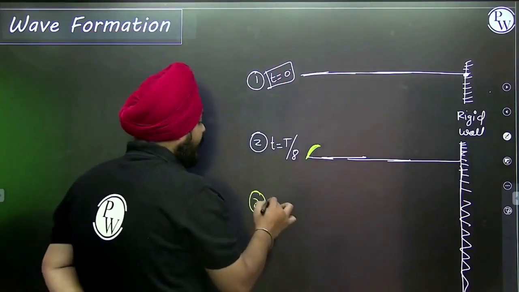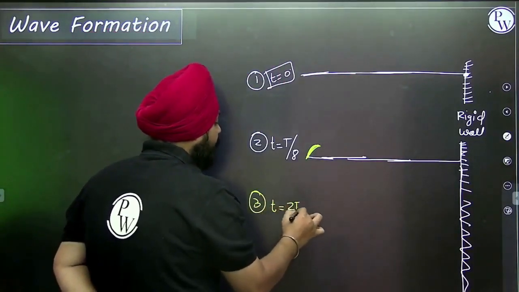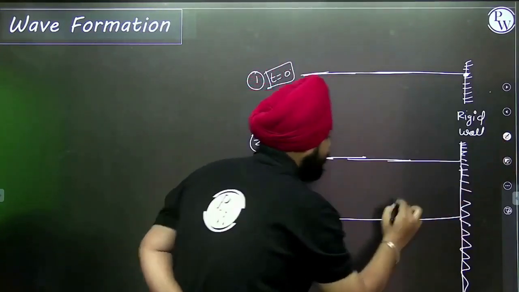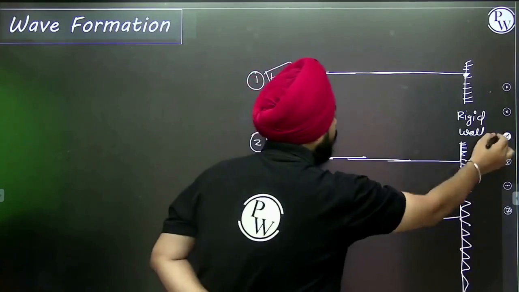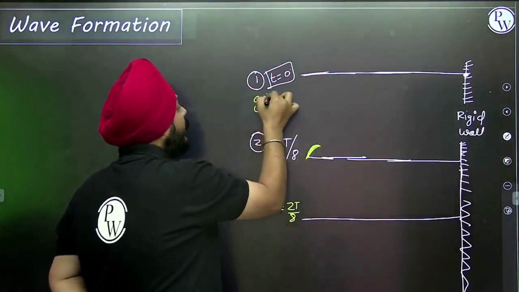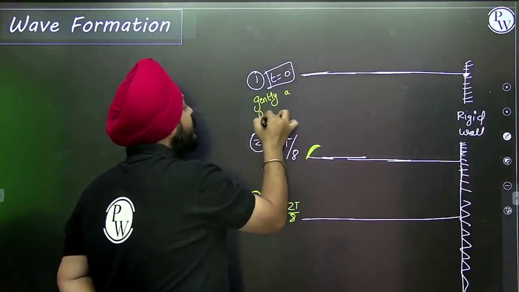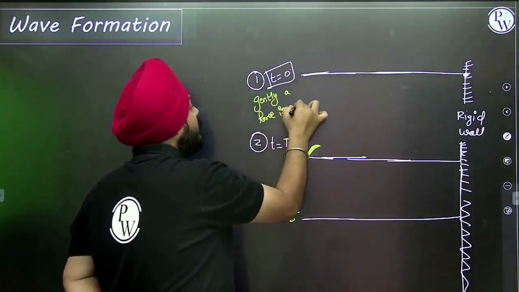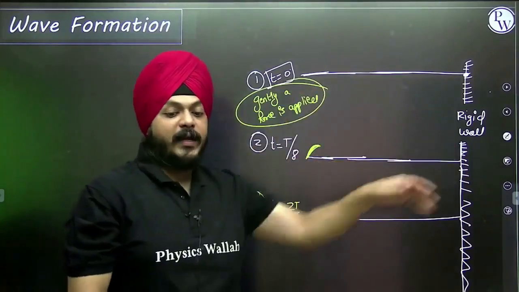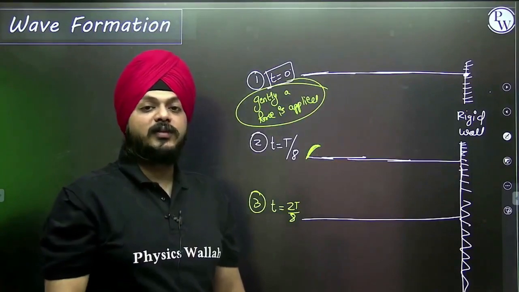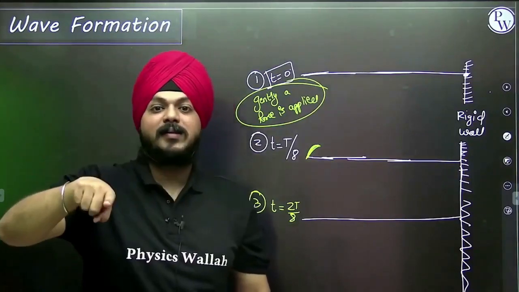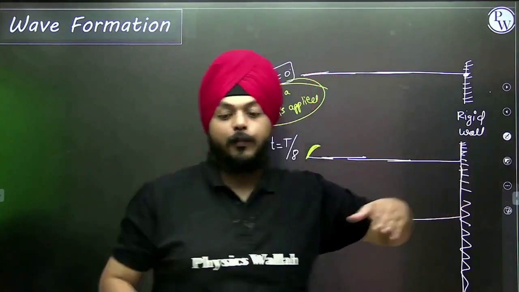Let's move on to the third part. At t equal to 2T by 8 seconds, another part of the wave is formed. See how it is formed. Gently, a force is applied. There is a string attached to a wall, and I'm applying a gentle force. Within a second, a pulse forms and it propagates from one point to another.